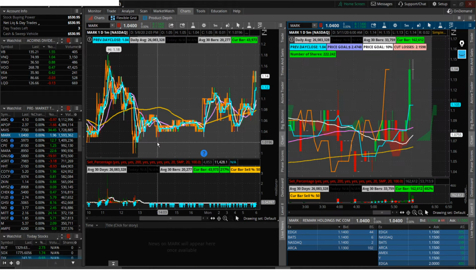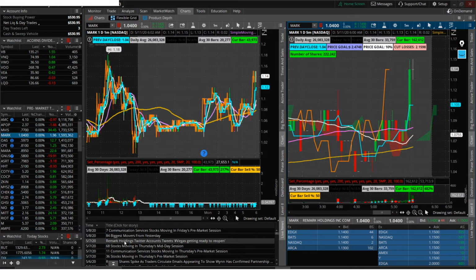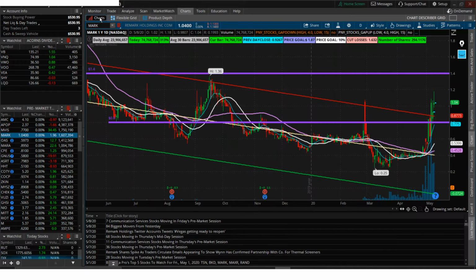Here we go with MARK all over again. No news today, but let's look at the channels. It is trading well within this range right here, $1.40 and what is this, 80 cents, I believe. And we do see some resistance right here at $1 and about 10 cents based on this candle, $1.08.